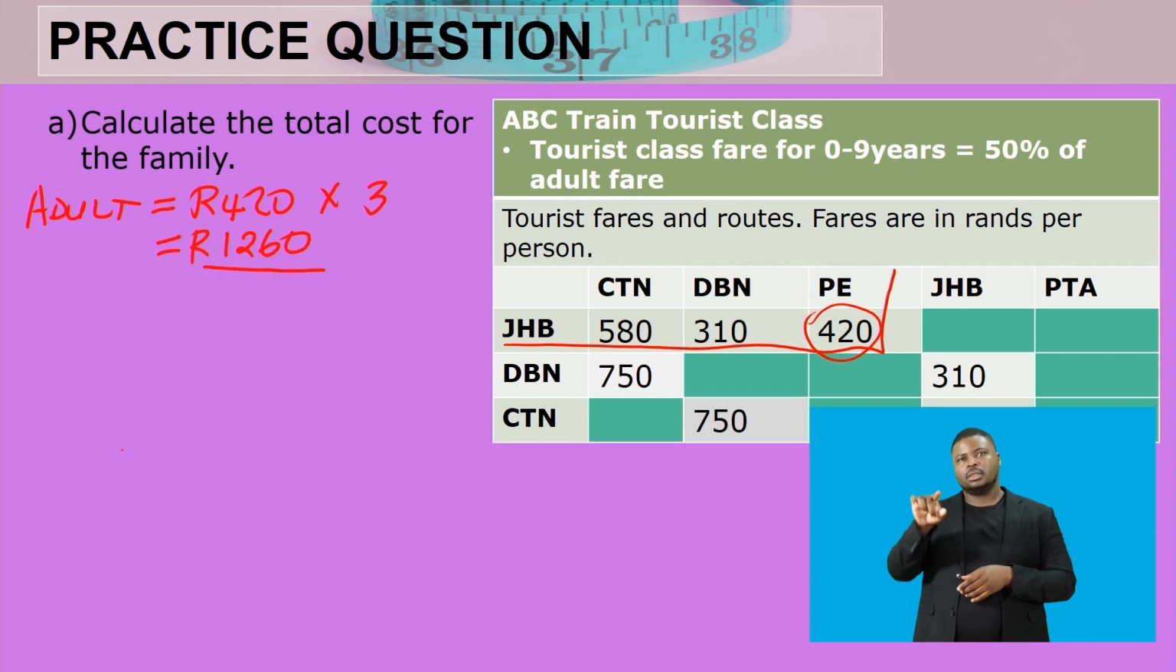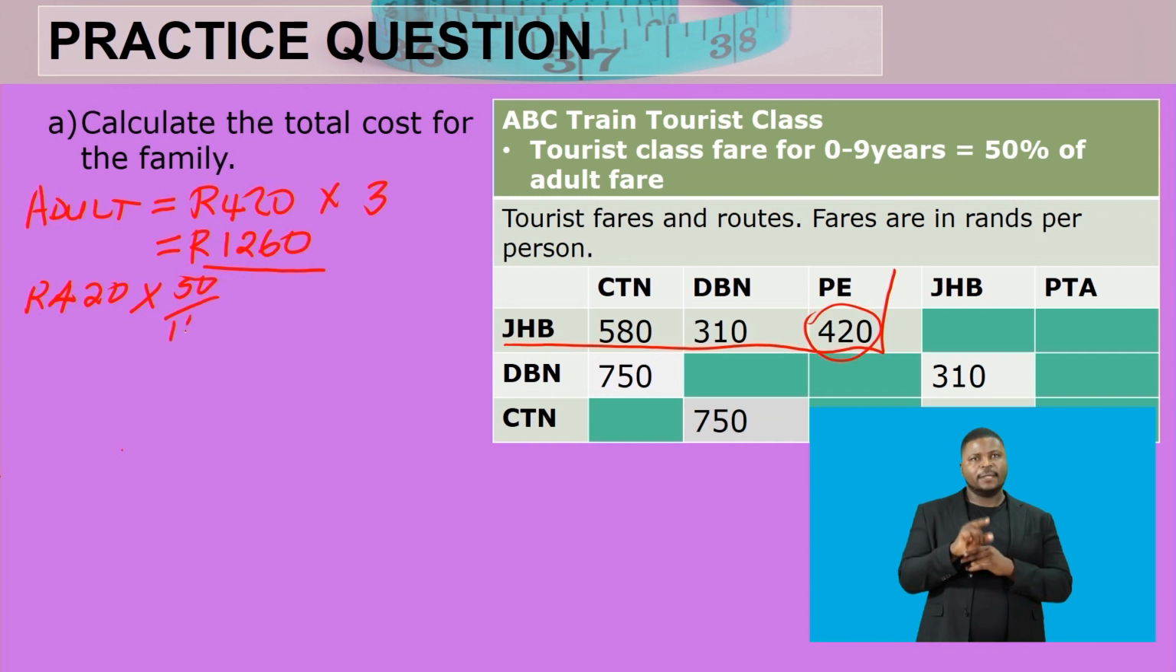260 rand for the adults only. Then we've got the two twins, right? So each twin will get 50% less than the amount of an adult. So let's calculate the discount first. 420 will be discounted by 50%. So we say 420 multiplied by 50 over 100.